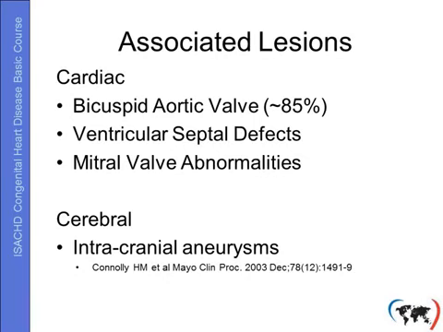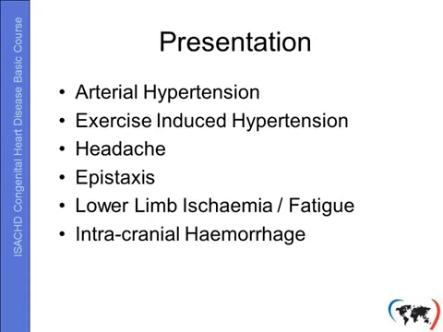Cardiac associations include bicuspid aortic valve, seen in up to 85% of those with aortic coarctation, ventricular septal defects, and mitral valve abnormalities. Extracardiac associations include intracranial aneurysms. Patients with aortic coarctation still present to cardiologists in adult life.